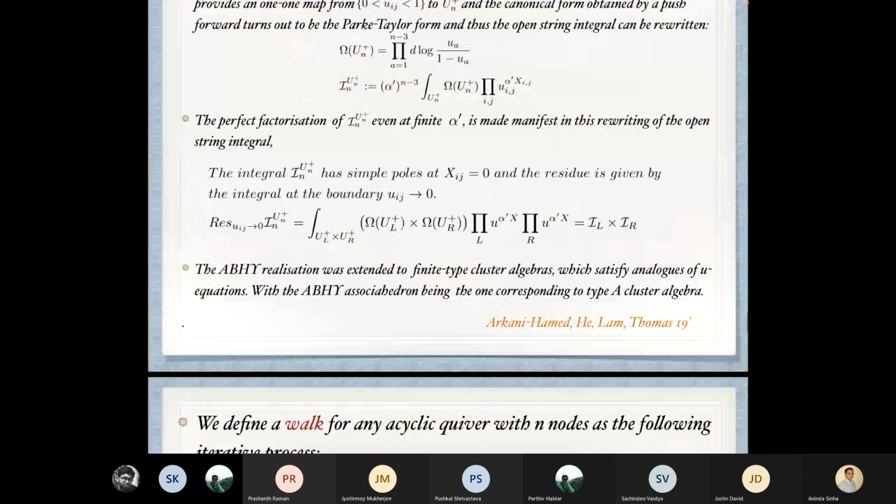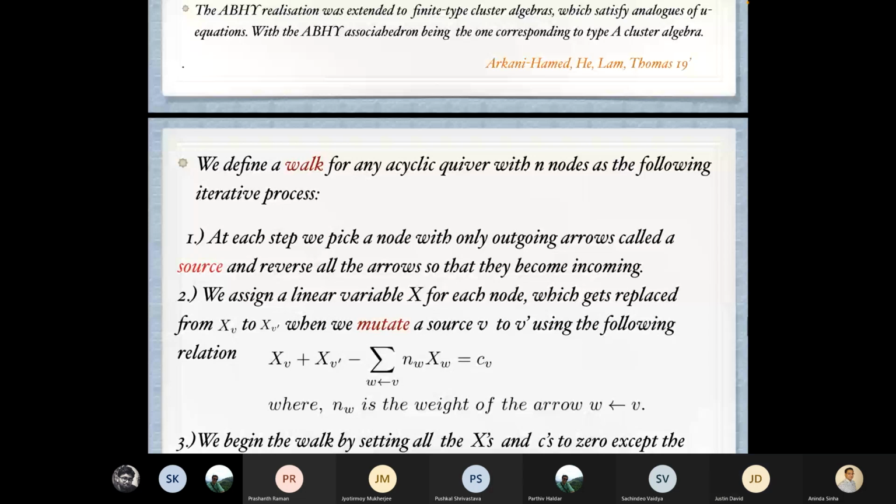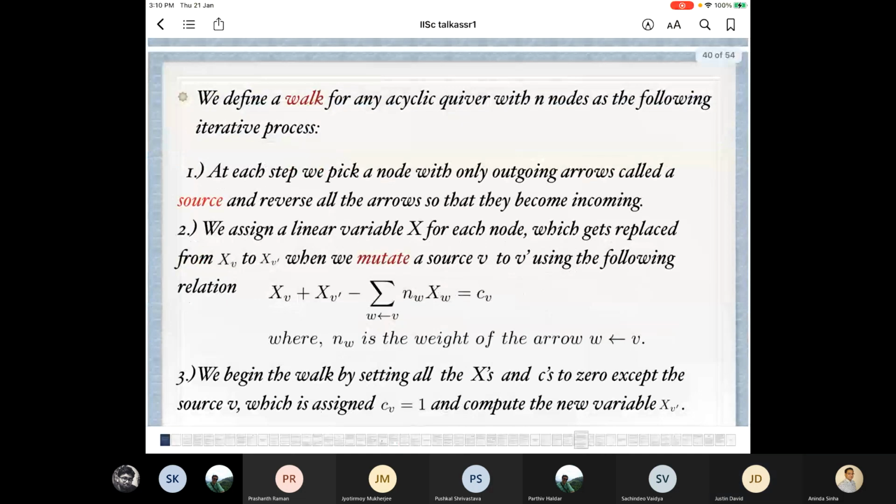So these guys, the open string integrals we talked about, and the associahedra, they turn out to be a special subclass of a class of things associated to cluster algebras, and you can generalize whatever you had to finite type cluster algebras.